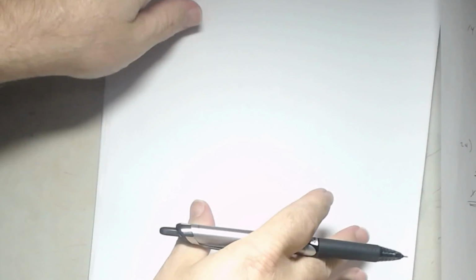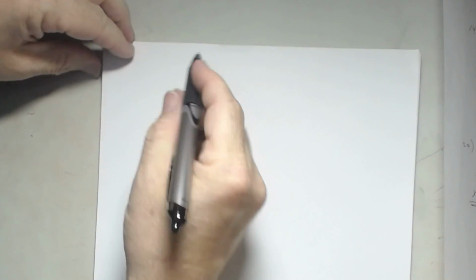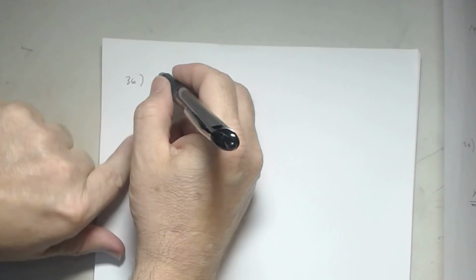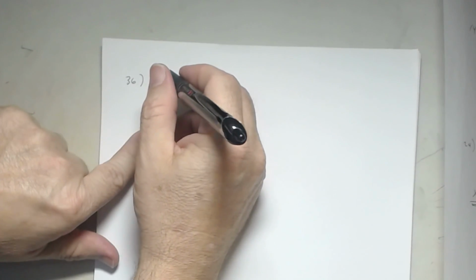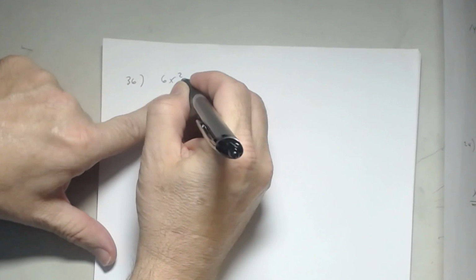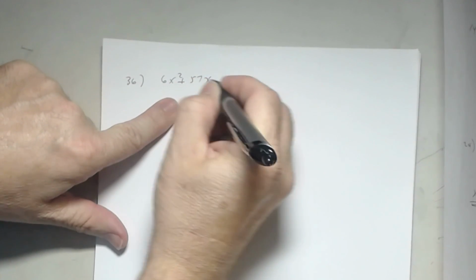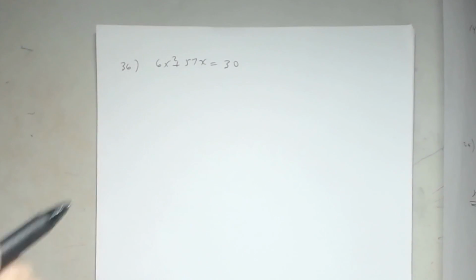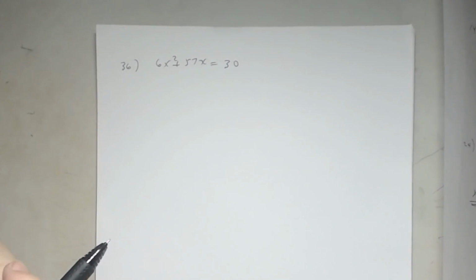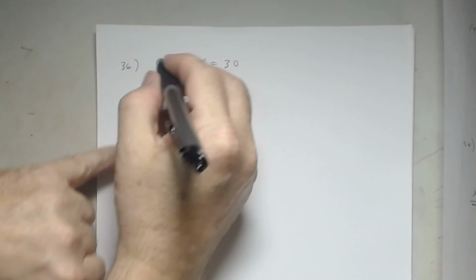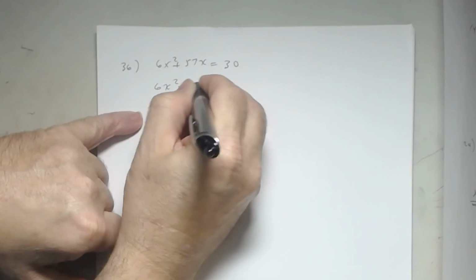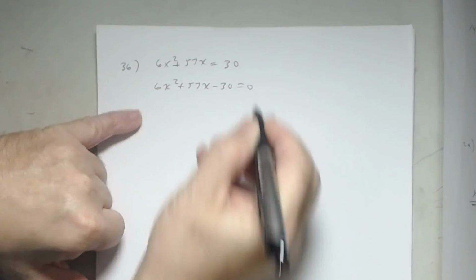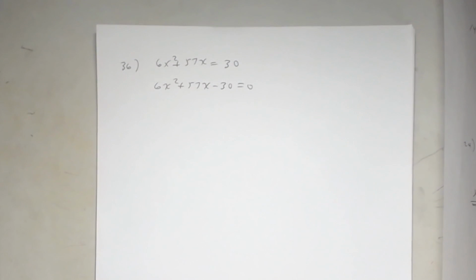All right. Now, let's look at 36. You have 6x squared plus 57x equals 30. You've got to subtract 30 to get standard form. So it's in descending order, it's in standard form. What's the next step?